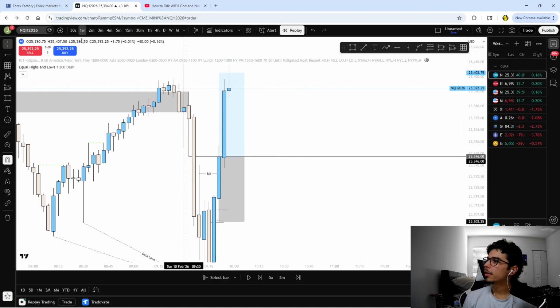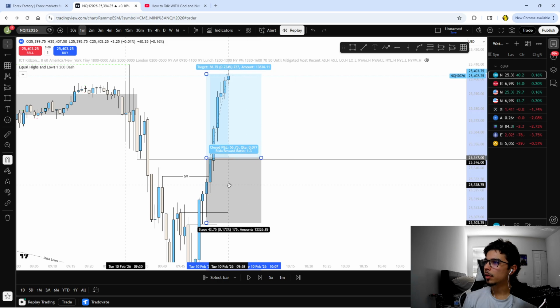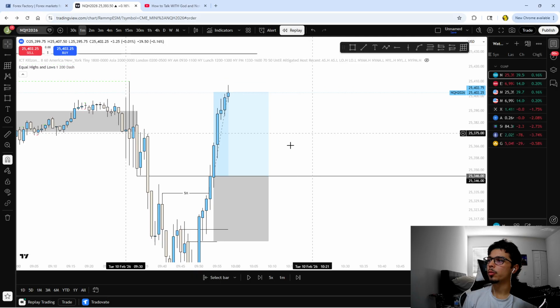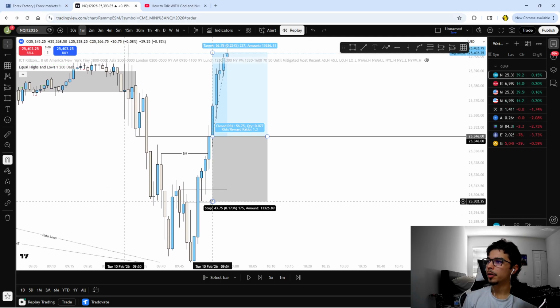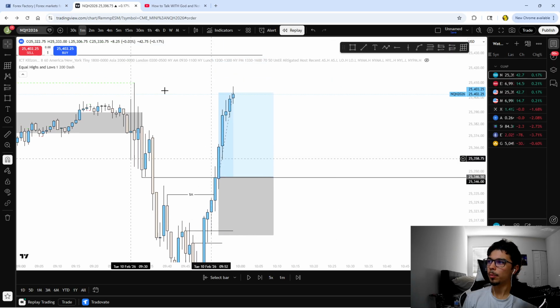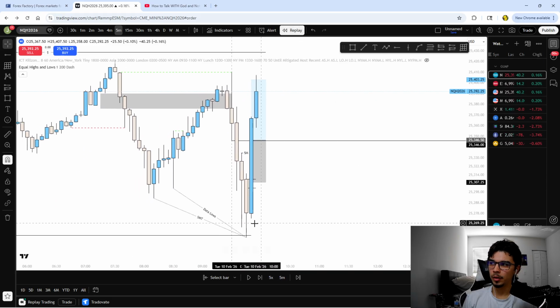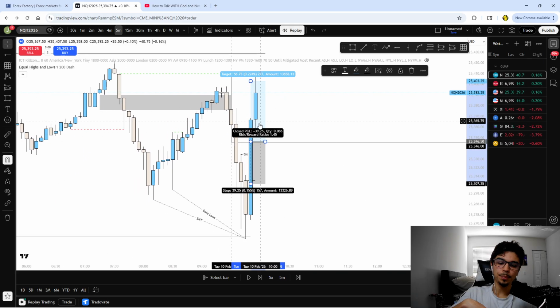It would have looked something like this. Come to the 1 minute, this is what it looked like. Right, barely any drawdown on this trade too. This trade would have played out for about a 1 to 1.3. I'd have my stop somewhere right here. Not the best stop loss placement, but if we're this bullish already, I don't want to see price retrace at all.